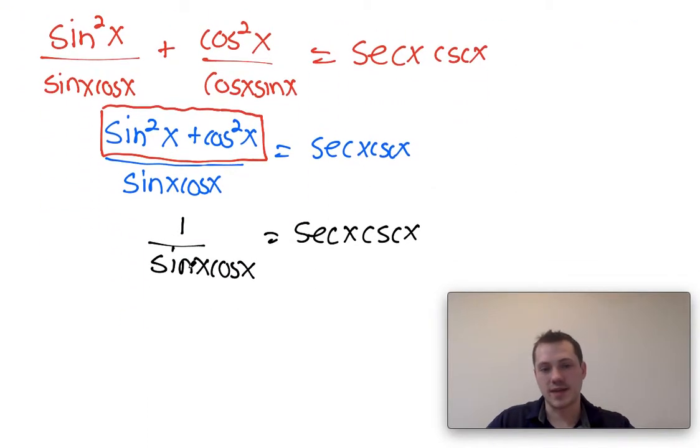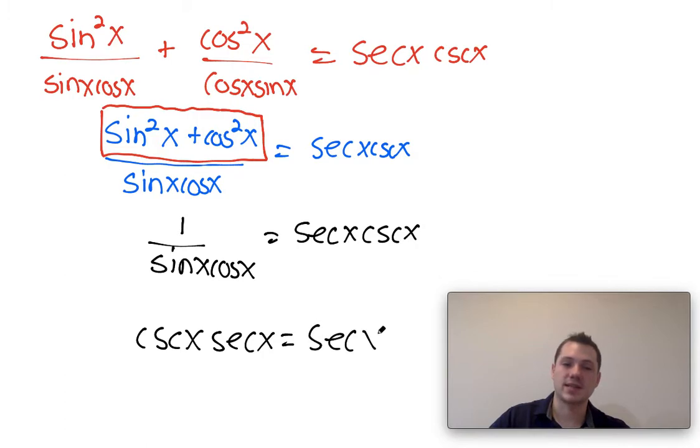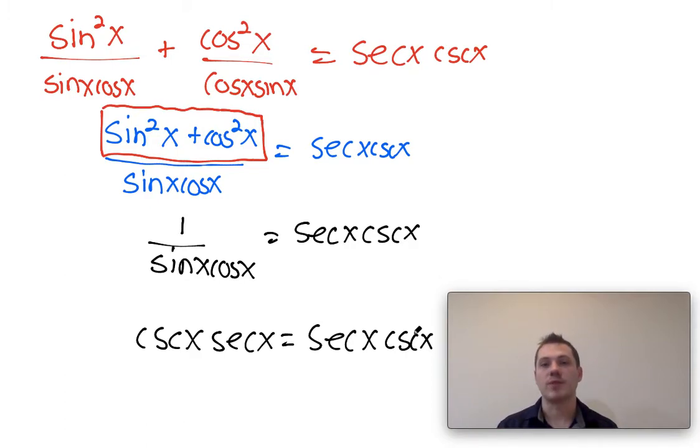Well, 1 over sine of x and 1 over cosine of x are reciprocal functions. 1 over sine of x is cosecant, and 1 over cosine of x is secant. So we have cosecant of x secant of x is equal to secant of x times cosecant of x. And there you can see that those two sides are definitely equal to each other, and we've proven the identity.